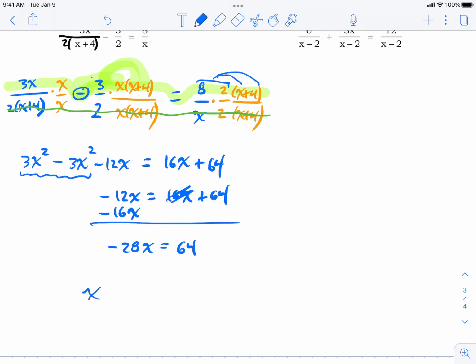And so my answer is: first of all, it's 64 divided by negative 28, which is going to be a negative answer. Just put the negative in front, please. Don't leave it down there. That looks hideous. Bring the negative out to the front.